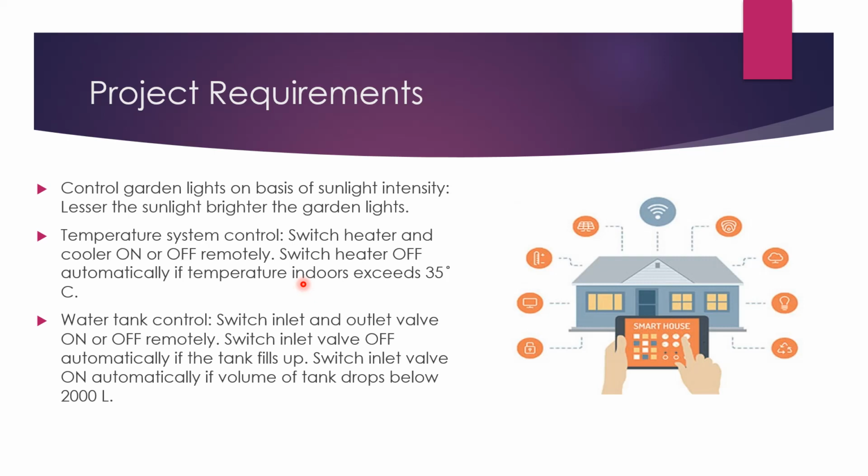The third expectation is water tank control. The end user should be able to switch on or off the inlet and outlet valves of the water tank remotely, preferably using his mobile phone. Also, if the user forgets to switch off the inlet valve once the tank fills up, the system should switch it off automatically. And also, the inlet valve should be switched on automatically if the volume of the tank drops below 2000 liters, so that the user never runs out of water.